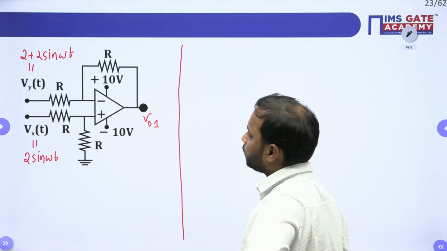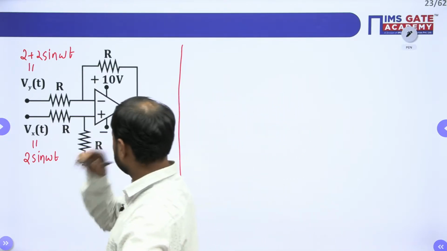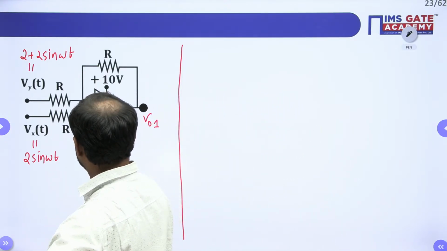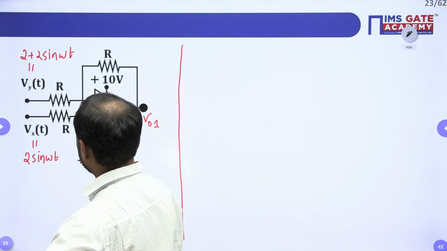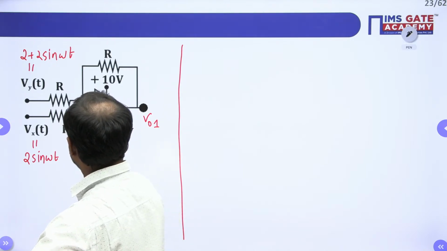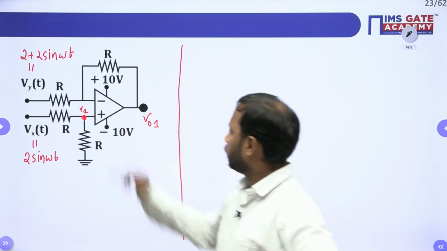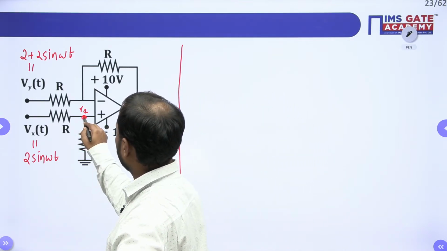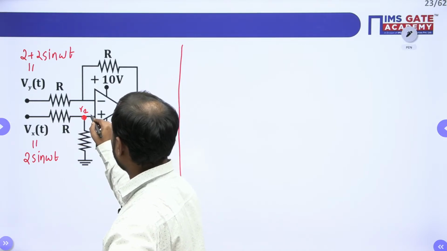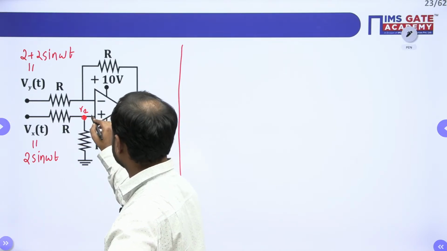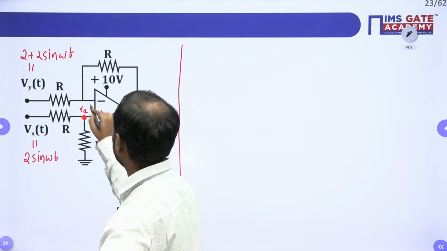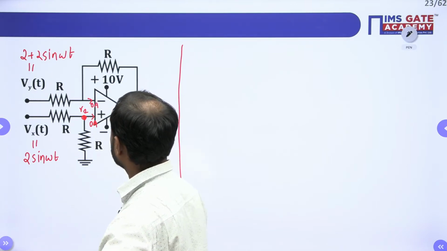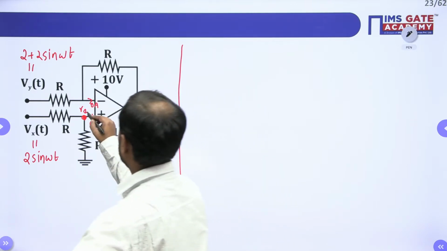So how to find this? Everybody please let me know. Let us take this voltage as V1. Now if you apply the KVL, since the op-amp is ideal, we have here 0 ampere and 0 ampere. This is V1.